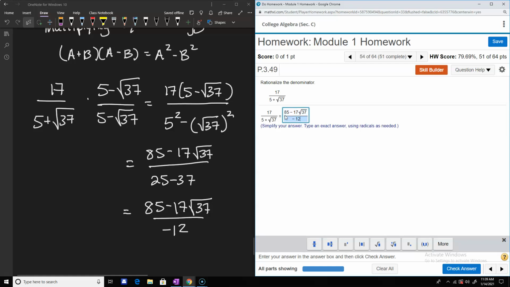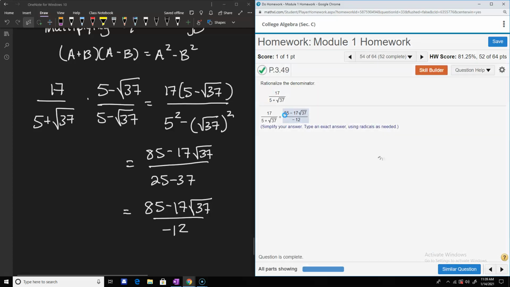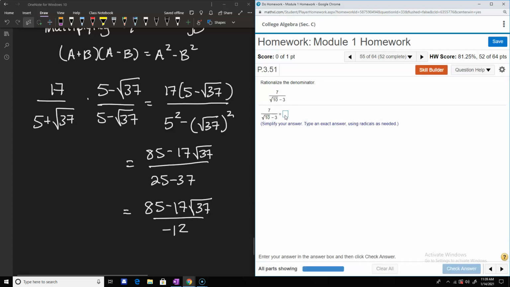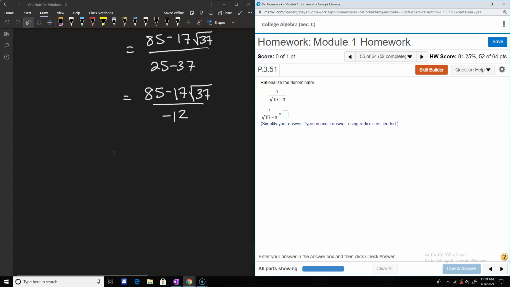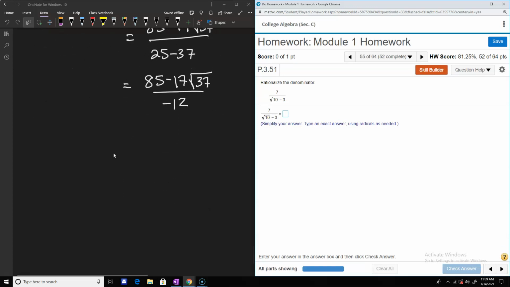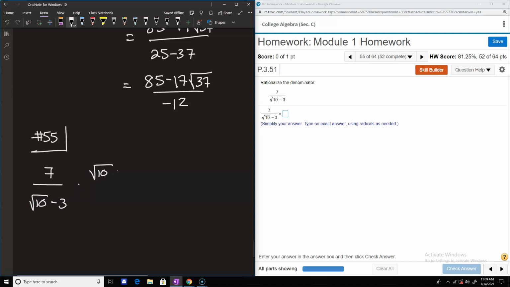The multiplying by the conjugate trick will be used more often for factoring, and it's known as the difference of squares in that context. Okay, so we have another one of these. We'll go through it just for the practice since these are kind of difficult. So we have 7 divided by the square root of 10 minus 3. So we multiply by the conjugate, which is the same thing, the square root of 10, but with a plus. And we do that on top and bottom.